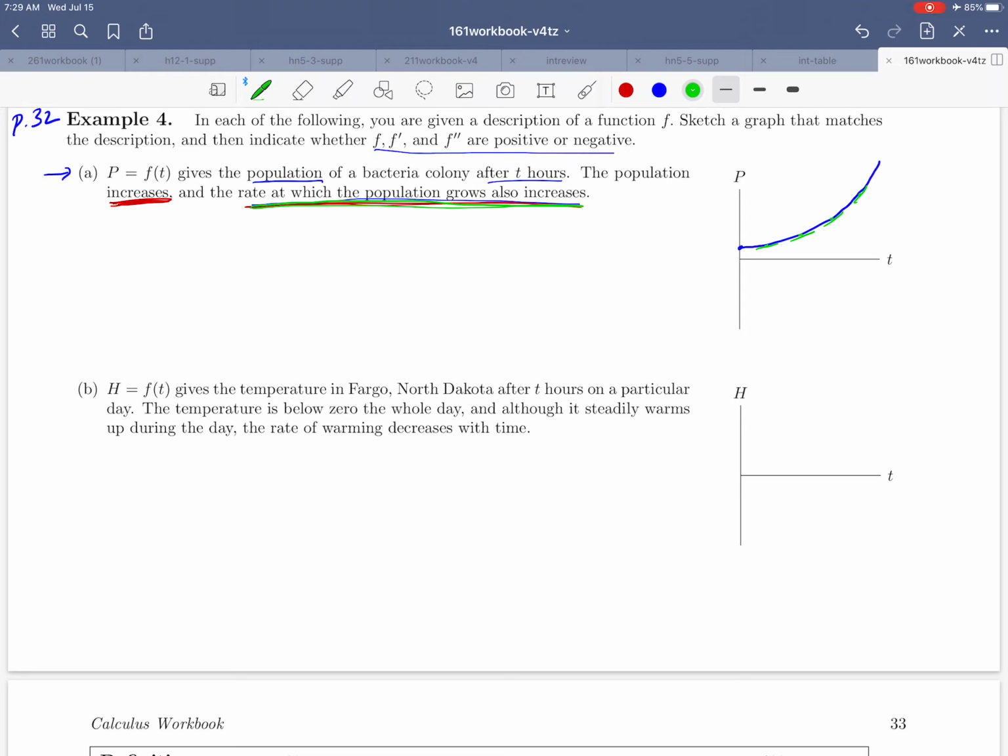Okay, so the second part of this question wanted us to determine whether the function, the first derivative, and the second derivative are positive or negative. Let's look at those one at a time. Starting with the function. Okay, so f of t is just representing population. And population obviously has to be positive, so we know that the function itself is positive.